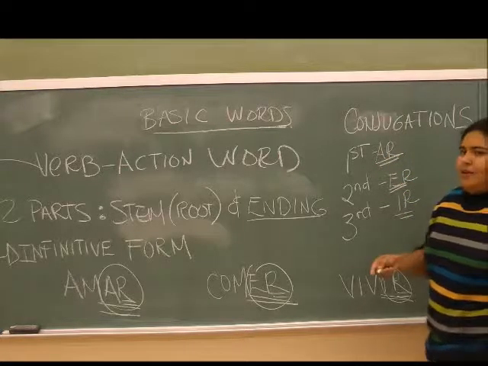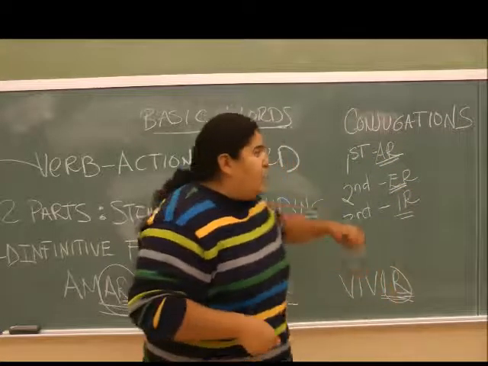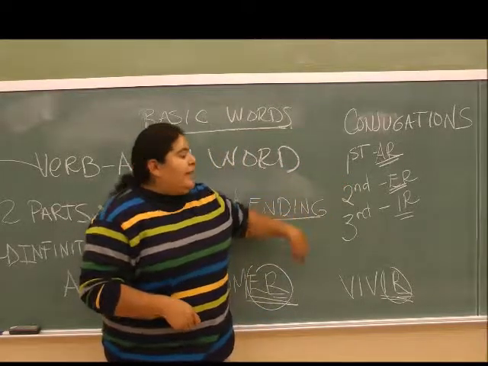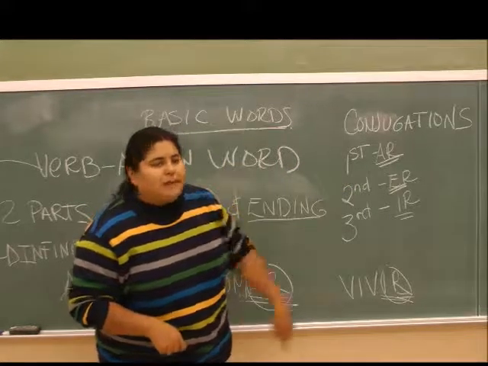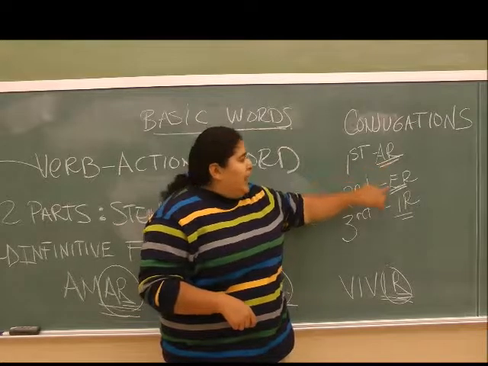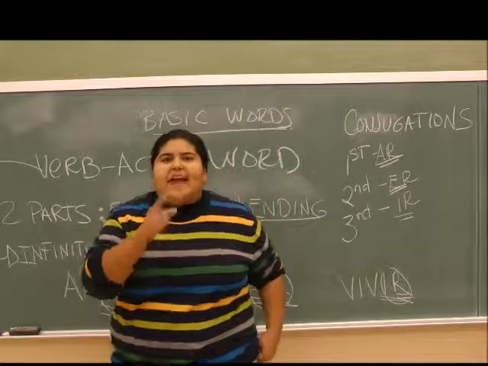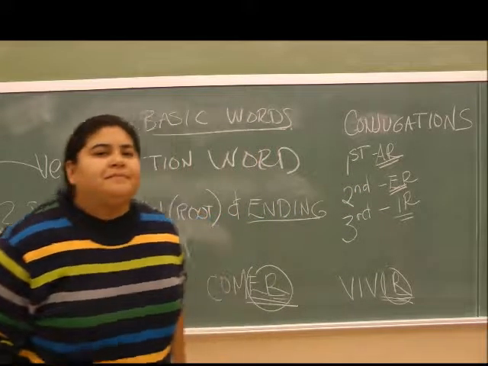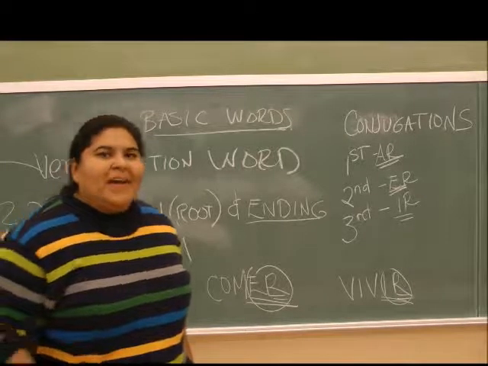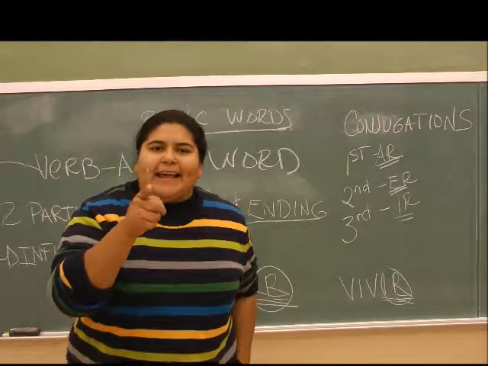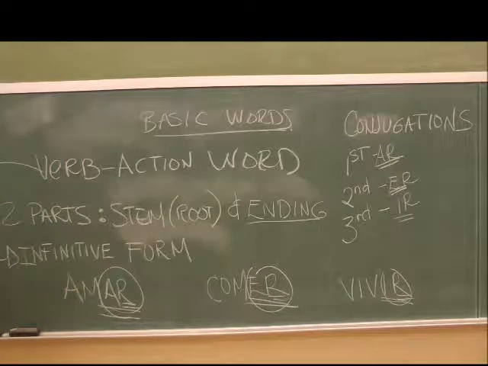En español decimos primera conjugación, segunda conjugación y tercera conjugación. Los verbos de AR, los verbos de ER y IR. Ustedes, AR, ER, IR. I didn't hear you. AR, ER, IR. Okay? And so going back again.